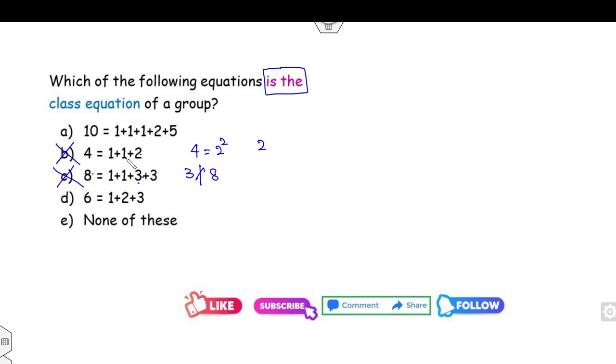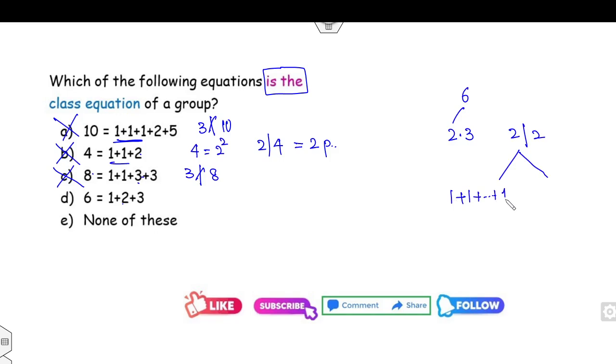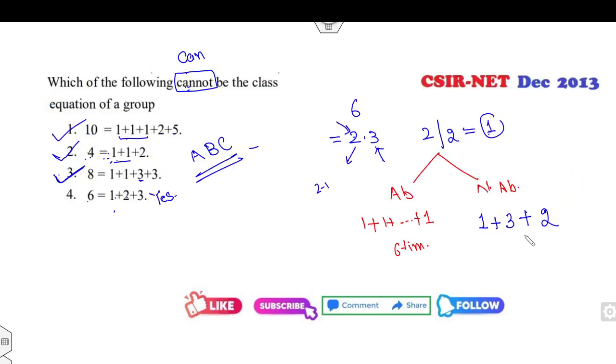Or the number of the ones is 2. 2 divides 4, which is my prime. So it is abelian. The number of the ones is 3. 3 doesn't divide 10. So this is not it. If you think about this 6, as I told you, I can write 2 into 3 and 2 divides 3 minus 1. That means you have two class equations. One is abelian, 1 into 1, and this is 1 plus 3 plus 2. This is the same as I have explained.